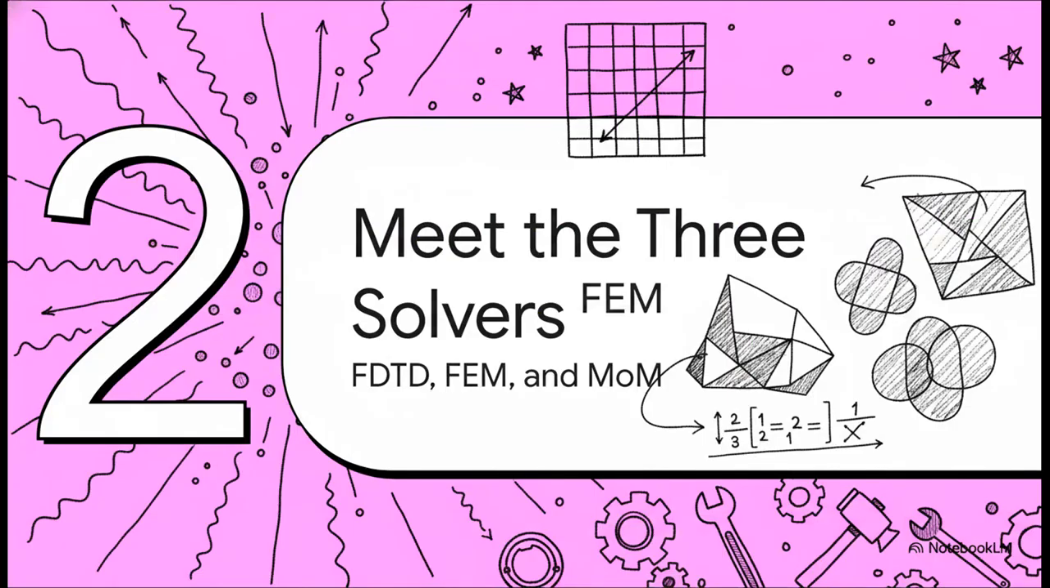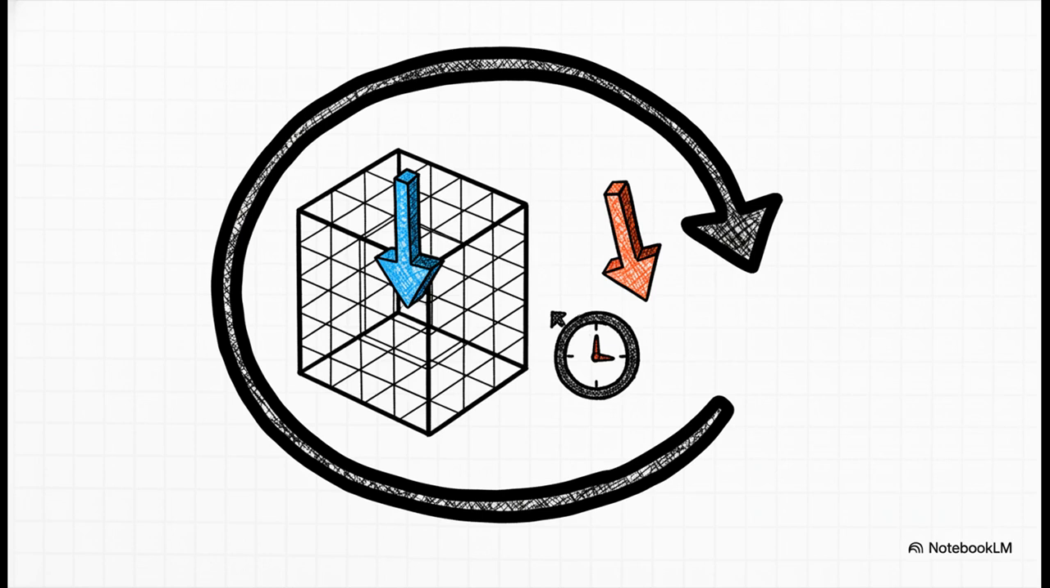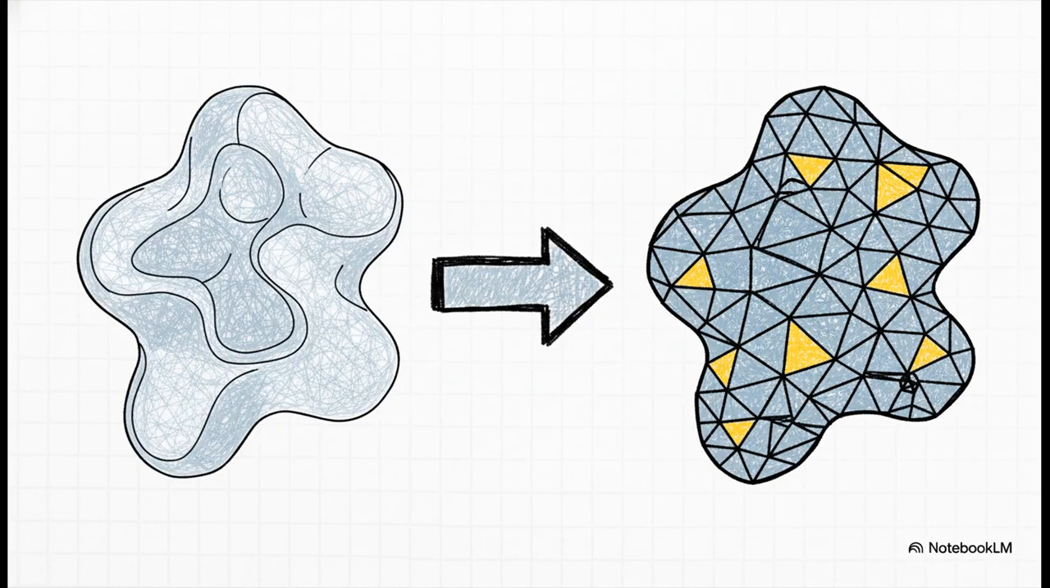Now, while there are a bunch of different techniques out there, the world of CEM is really dominated by three major methods, or solvers. You can think of these as the primary tools in every electromagnetic engineer's toolkit. First up, we've got FDTD, which stands for Finite Difference Time Domain. This technique basically chops up space and time into a grid of tiny steps. It calculates the electric field at one moment, then the magnetic field at the next, over and over again. It's kind of like shooting a high-speed video of the electromagnetic waves as they travel and bounce all around the structure.